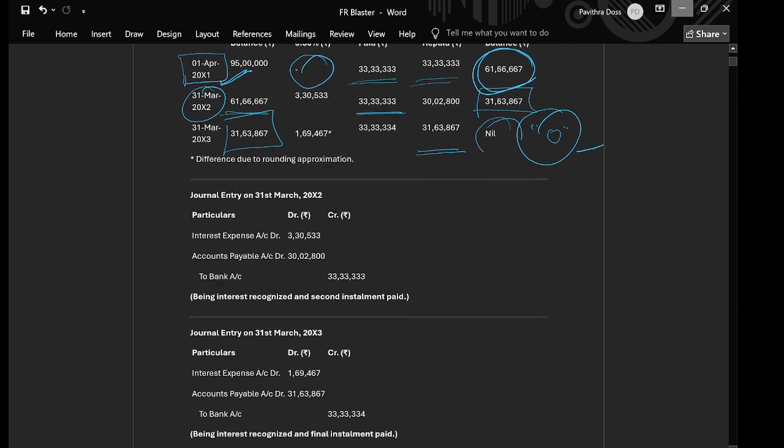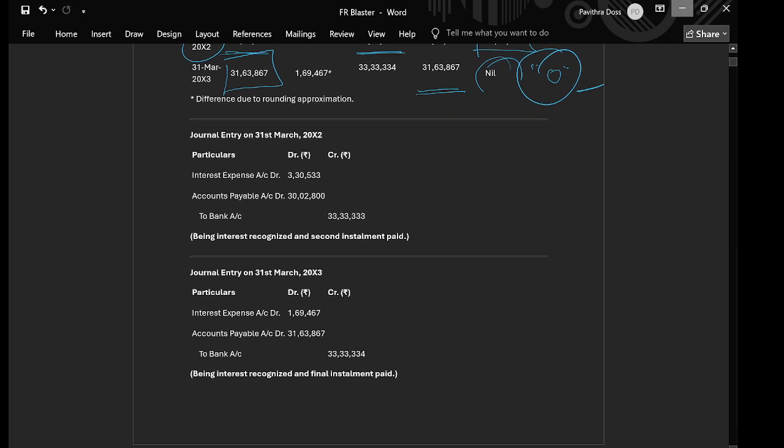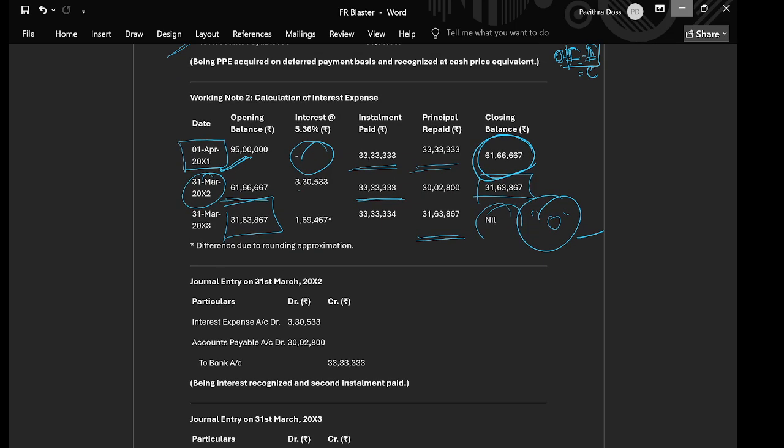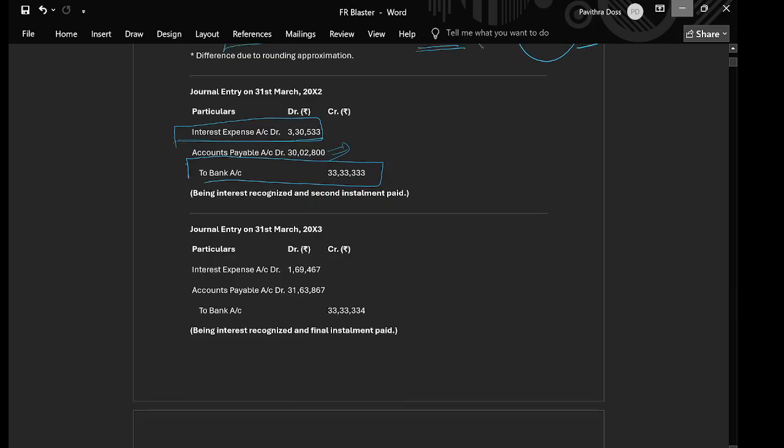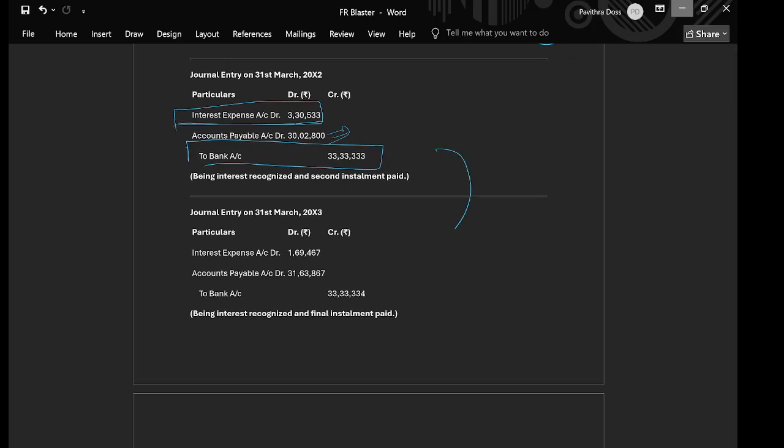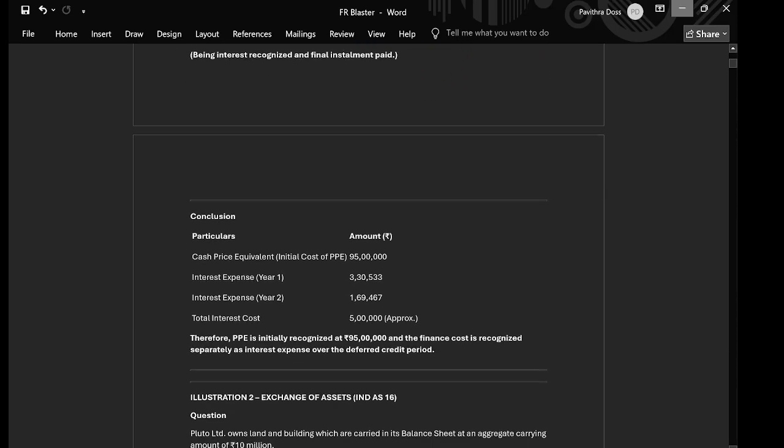That is about it. Now with regard to the interest accrual journal entries, here we found that the interest expense is 3 lakh 3533, so we will write that up. For the next installment, this is the interest expense, this is what we are paying, and the balance will be reduced from the accounts payable, which is reducing the principal amount that is payable. Similarly, we can do it for 31/3/20X3 also, and that is the end of the question.